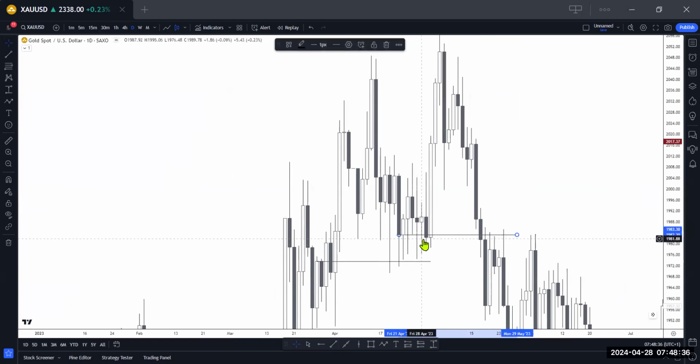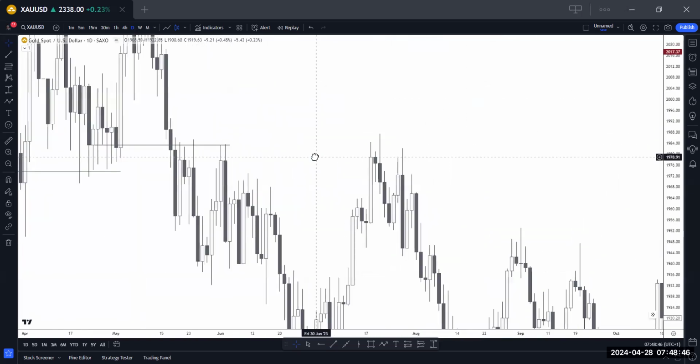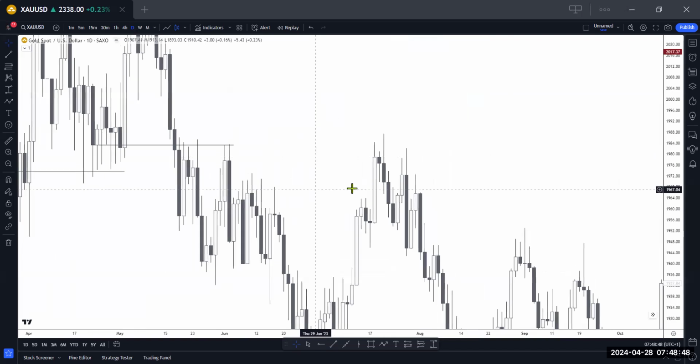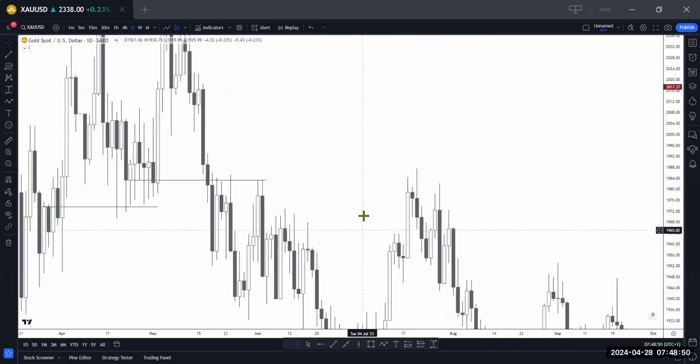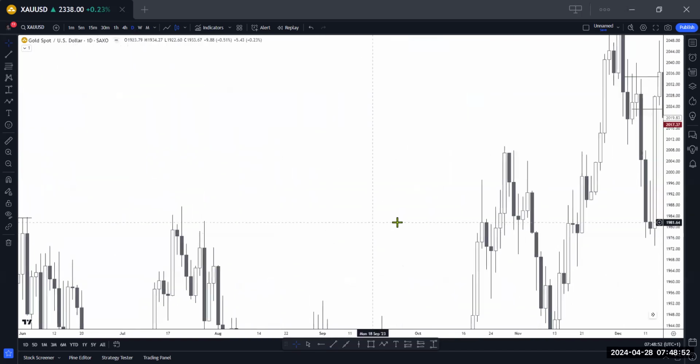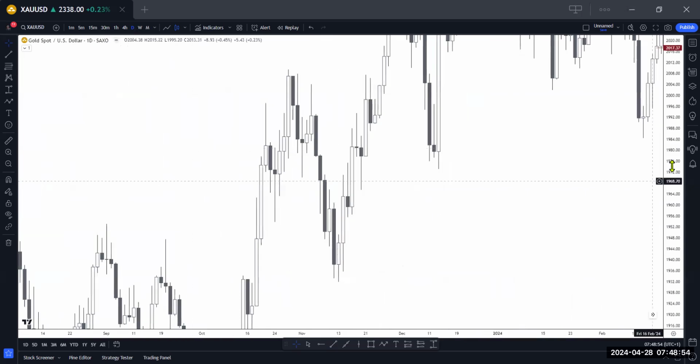Support four times. One, two, three, four. Next time, breakout. Fresh resistance, right? One, two, three, and price starts to drop. Okay, fresh resistance and price starts to drop. More examples on the daily.